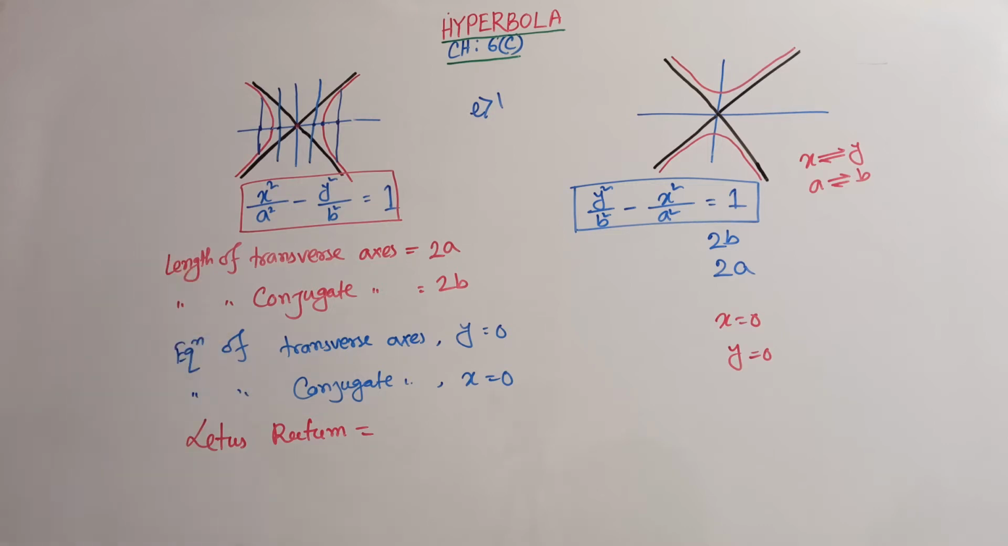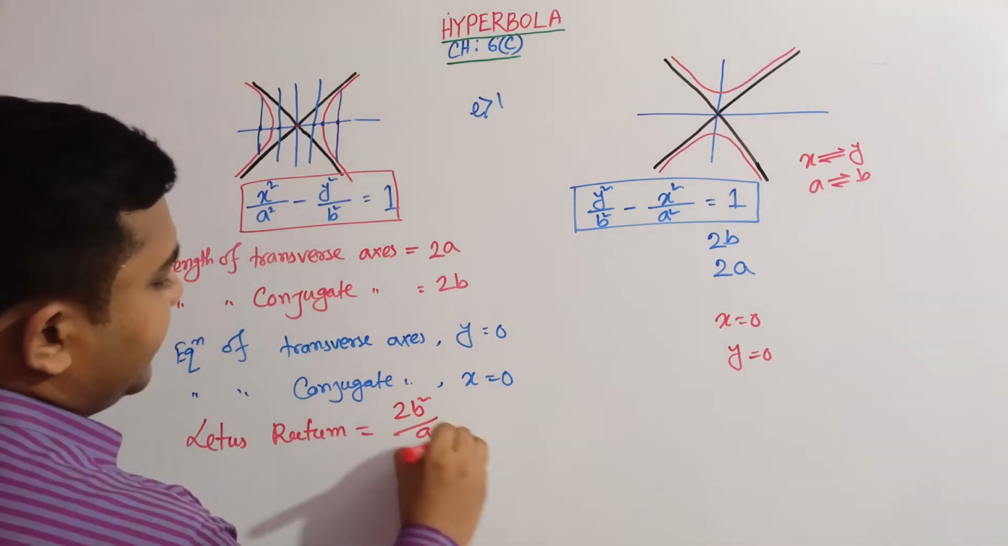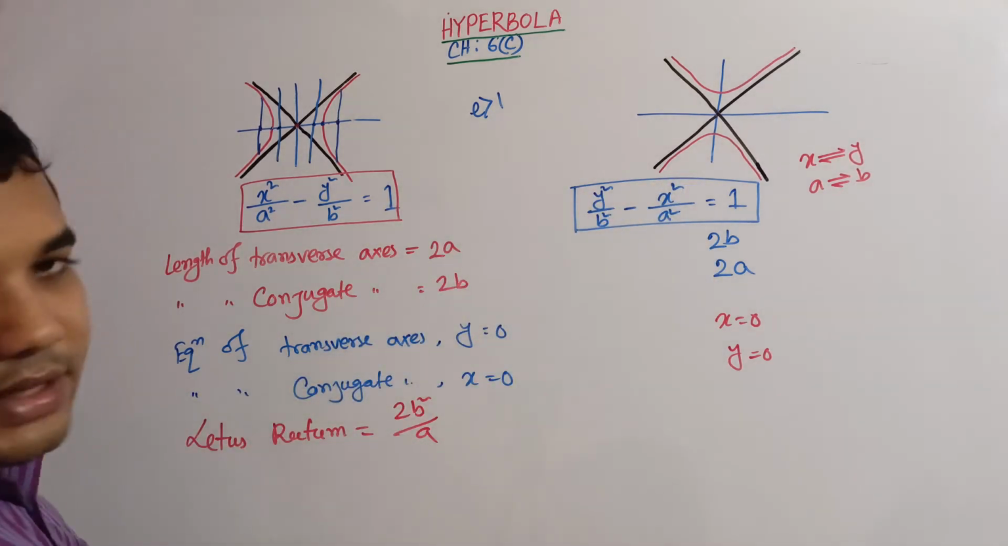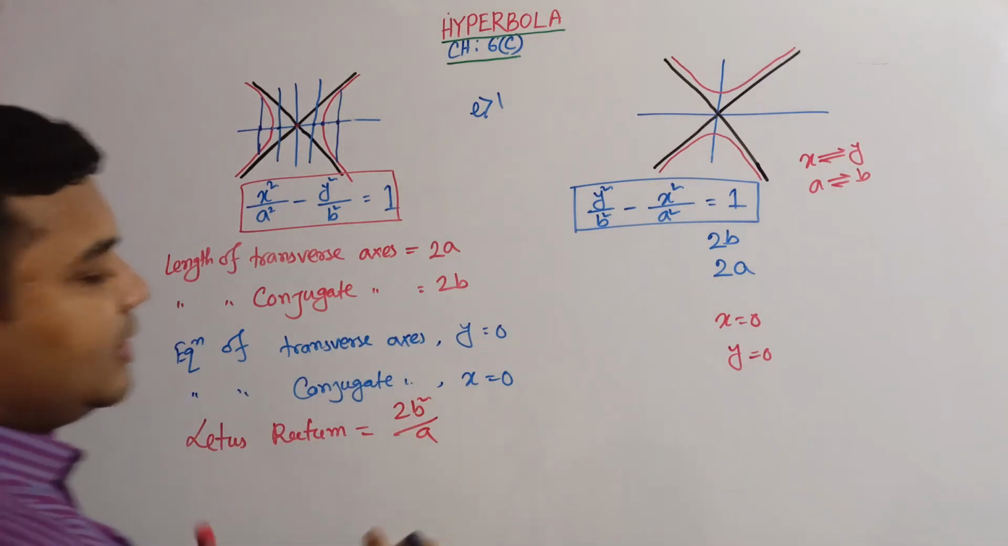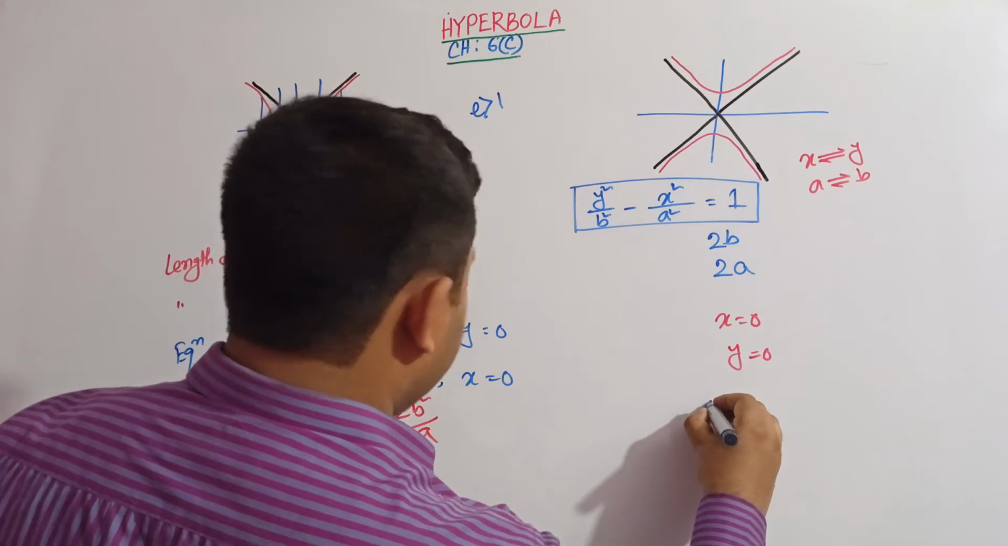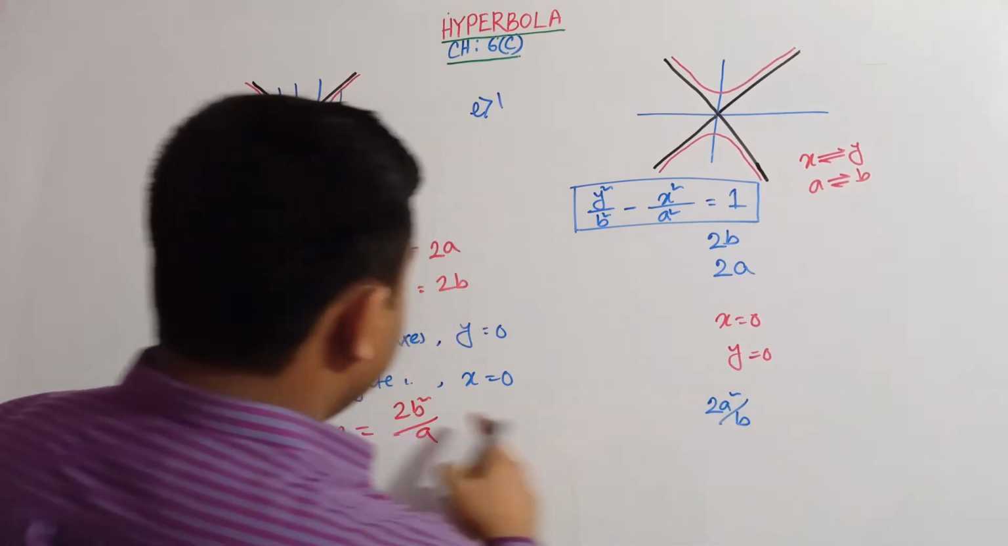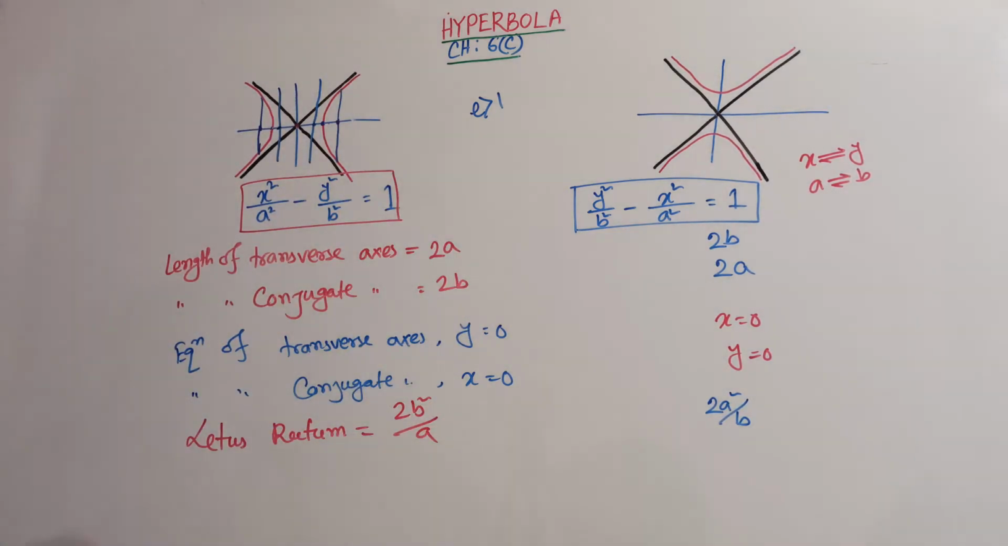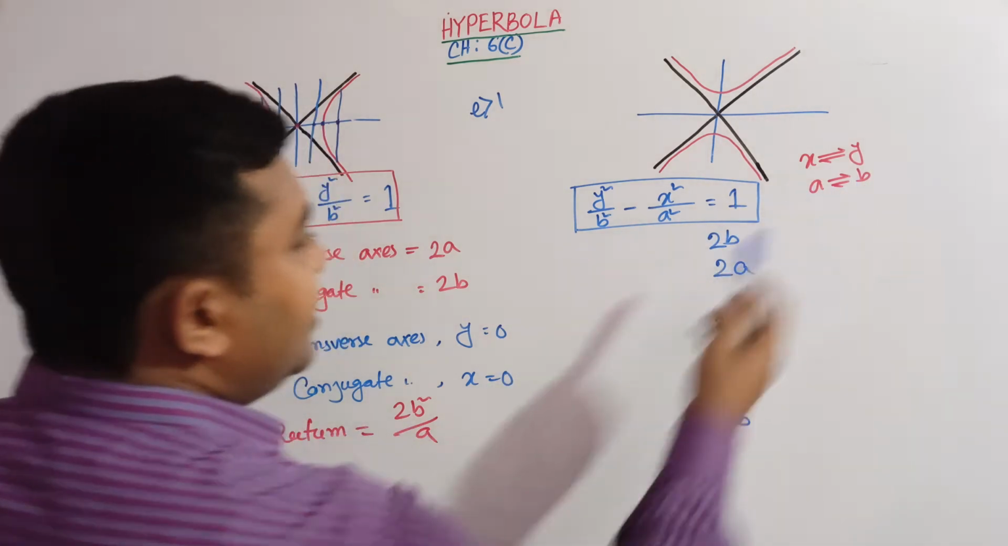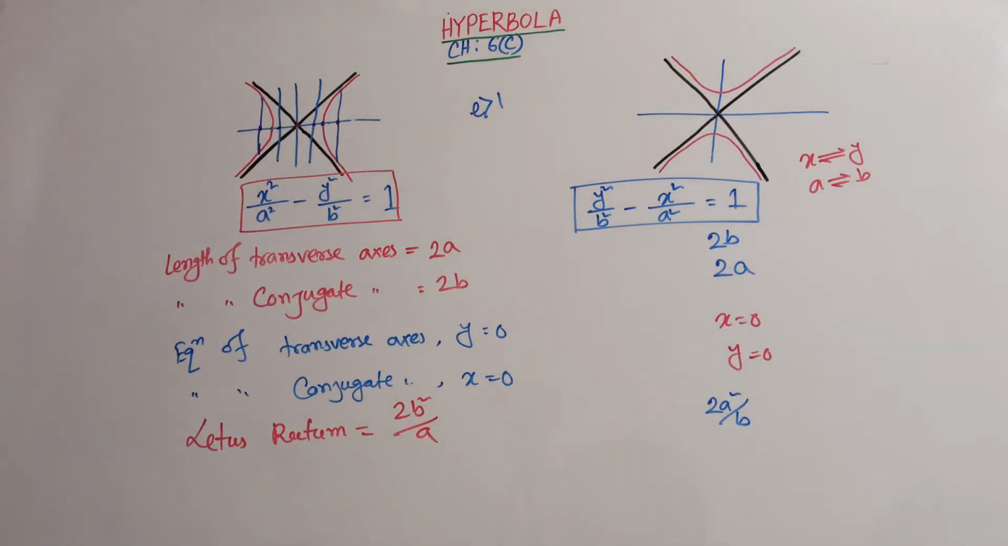So it should be 2b square by a, and in this other case the latus rectum changes with b to a. It can be 2a square by b. Just this will be converted: here a will be replaced by b and b will be replaced by a. Okay, so we have found the latus rectum from here, and maybe one question arises in mind: we have found the latus rectum. Good.